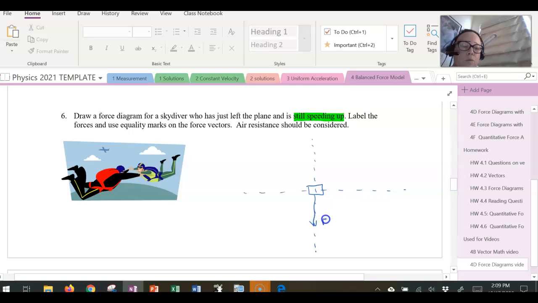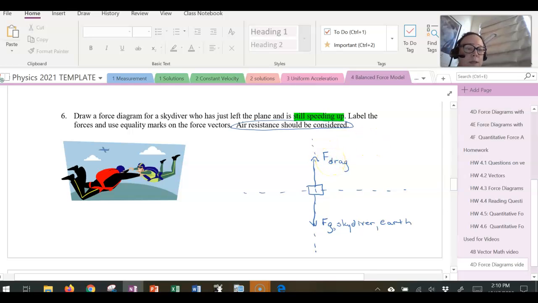So, there's a weight, which is gravitational force on the skydiver by the earth. It tells me that air resistance should be considered. Now, in many situations, like when you are walking around or when you drop a ball or even throw a ball, air resistance, which causes drag force, is so small that it is usually ignored. But when things move quickly through air, there is a significant amount of drag. And so since it's telling me air resistance should be considered, I'm going to show a drag force.